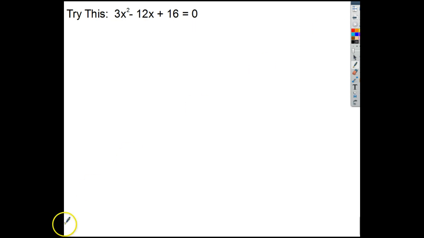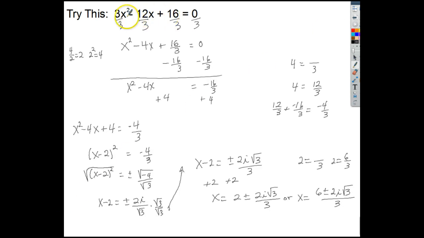Okay, you try this. All right, well this one got a little more sticky because 16 is not divisible by this number that we're going to divide everything by, but we have to first make this a 1, so we divide everything by 3. So 3 over 3, 12 over 3, 16 over 3, 0 over 3. We get x squared minus 4x plus 16 thirds. We'll just leave it just like that, equals 0.